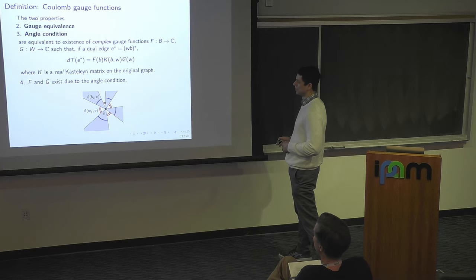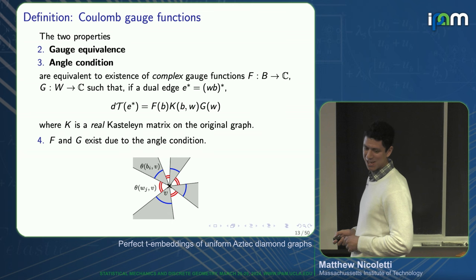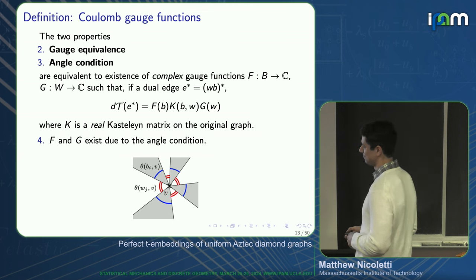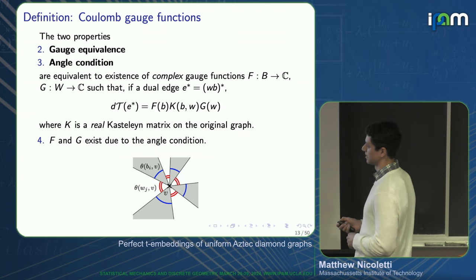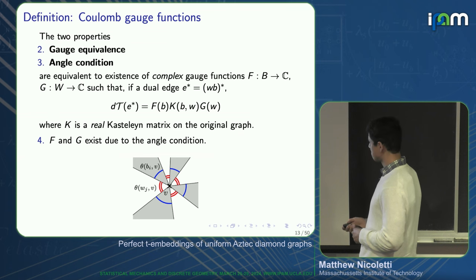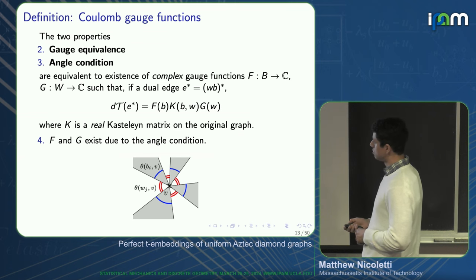Not equivalent, right. So F and G exist because of, right. So, okay, the other requirement is that F and G should be in the kernel of the Kasteleyn matrix. Is that what you mean? Yeah. Okay.